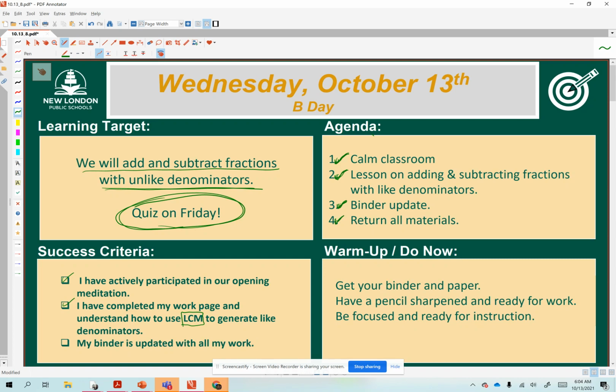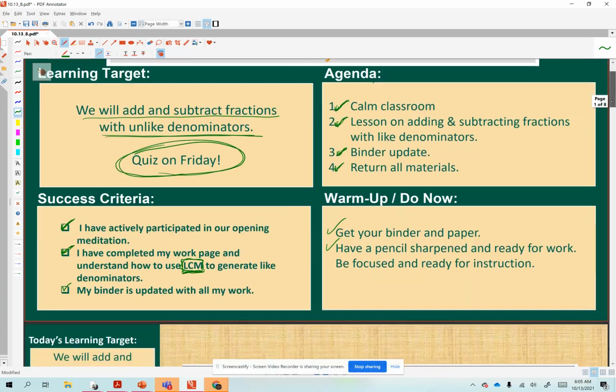You will have been successful when you have actively participated in our opening meditation, when you have completed your work page and you understand how to use least common multiple to generate like denominators, and when your binder is updated with all your work. So by now you should have your binder and your paper, your pencil sharpened, and be ready to go. So let's move forward with our first problem.